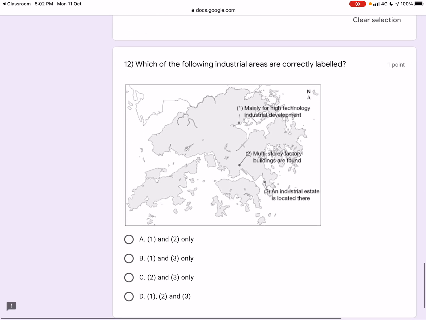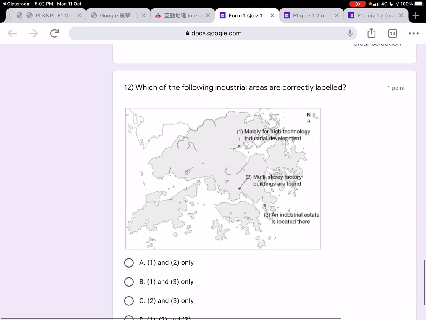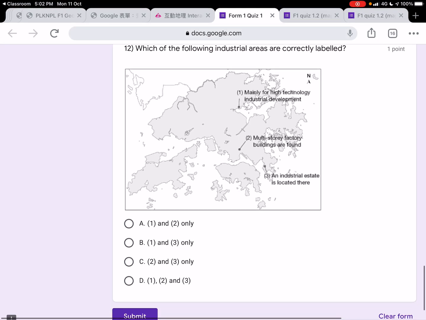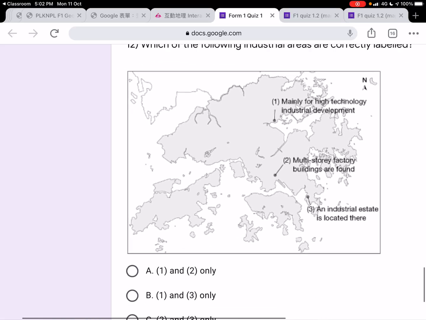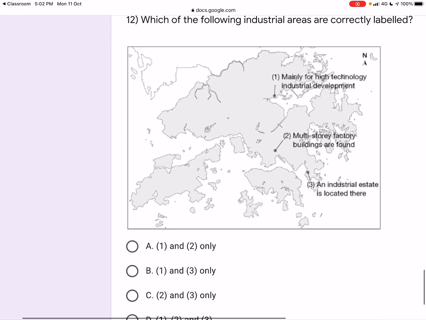Which of the following industrial areas are correctly labeled? Mainly for this part, it is the Science Park, and it is right because it is high technology industrial development. Oh, sorry, this is not Science Park.